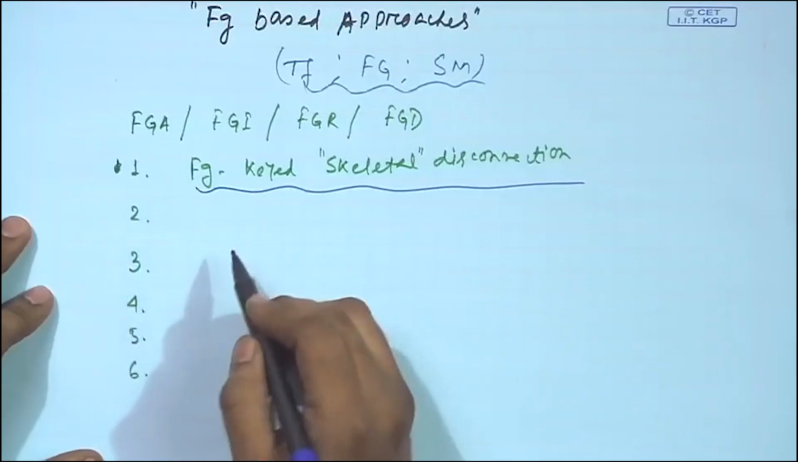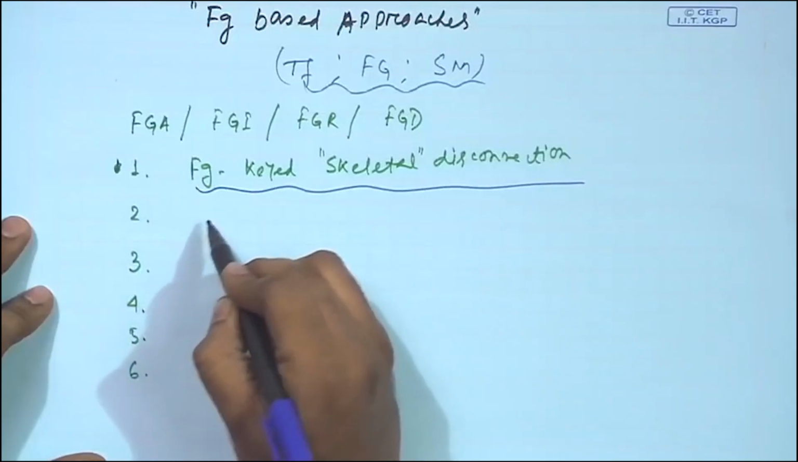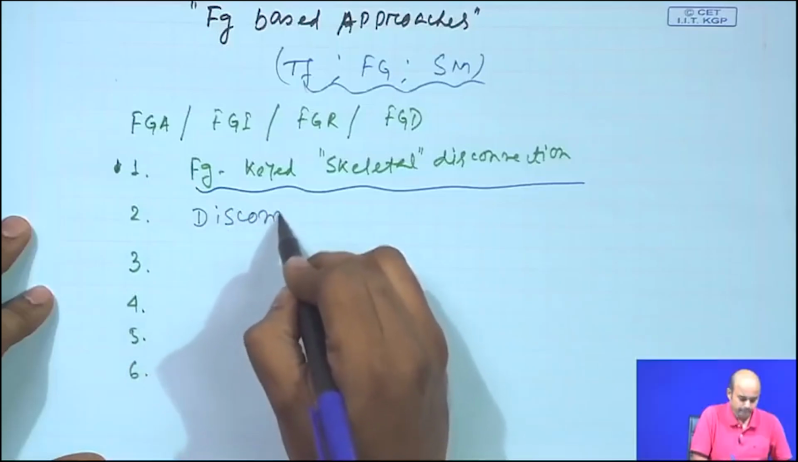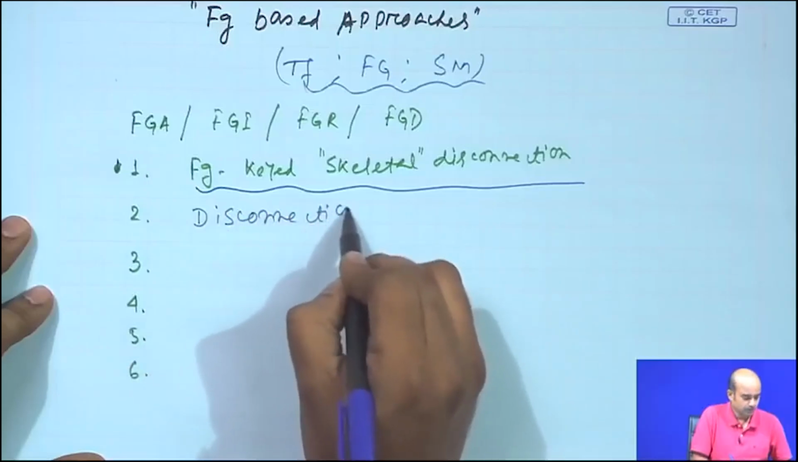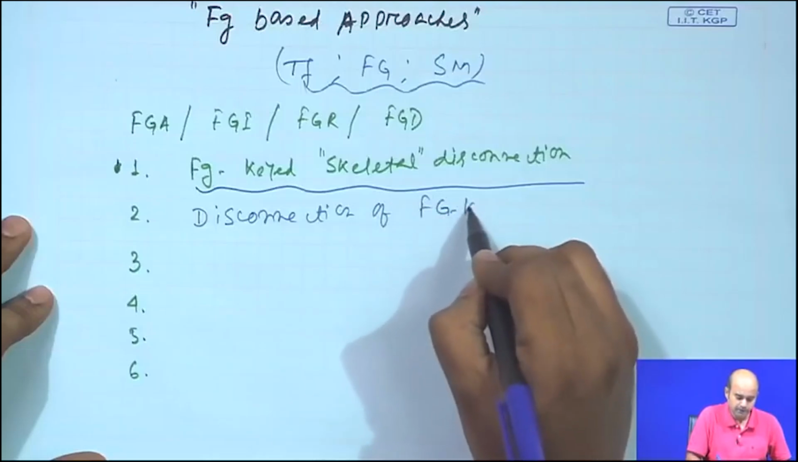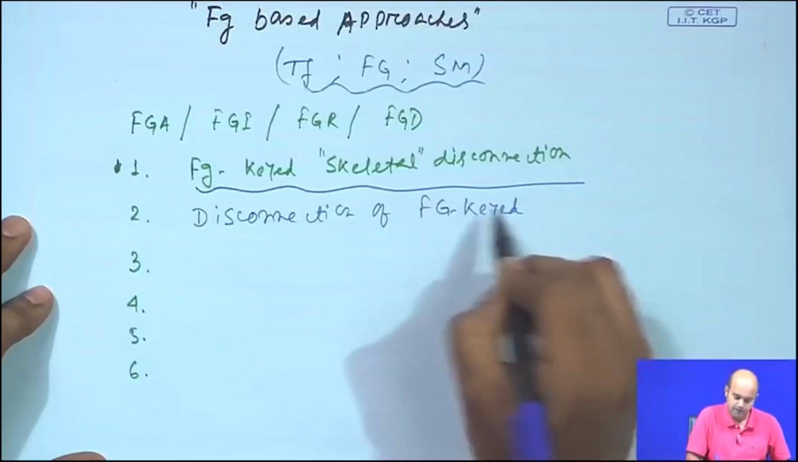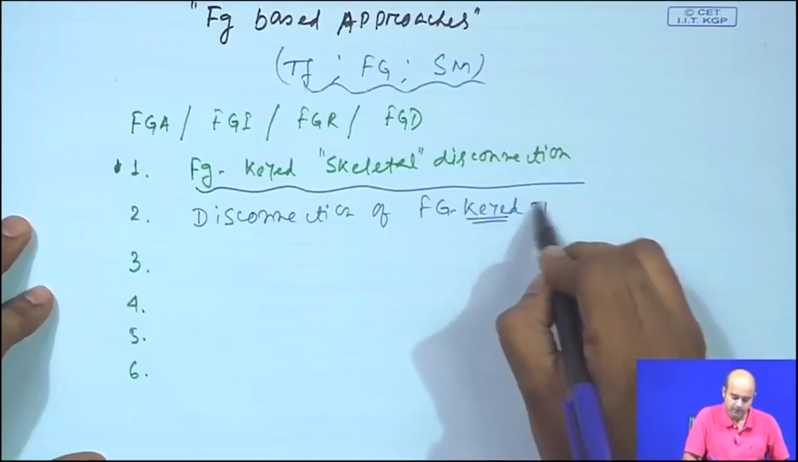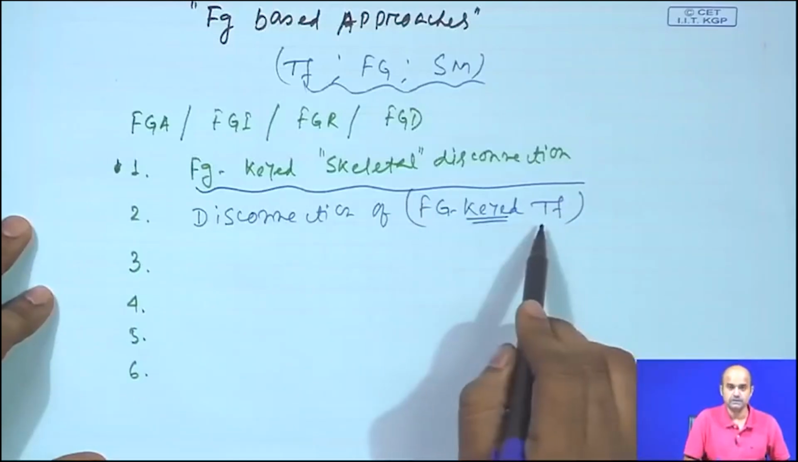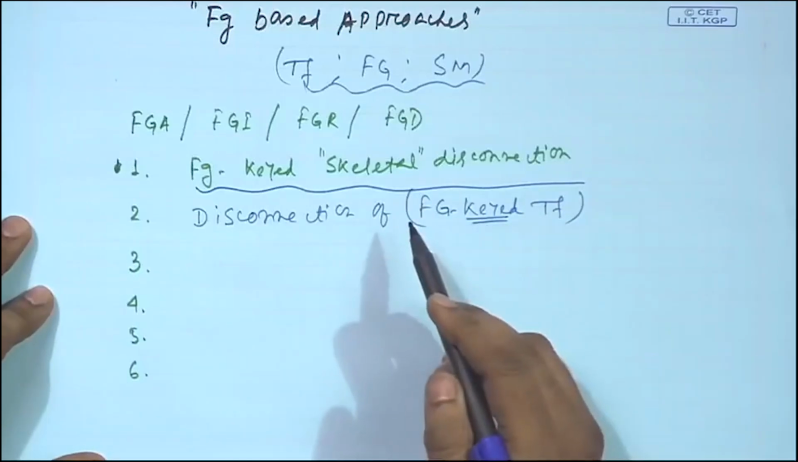In the latter part we will talk about the other things. Number 2, we will be doing the disconnection of functional group keyed, based on key transformation. Actually, in principle we have talked about these strategies when we discussed transformation based strategies, so we will again try to explain these things with more examples.